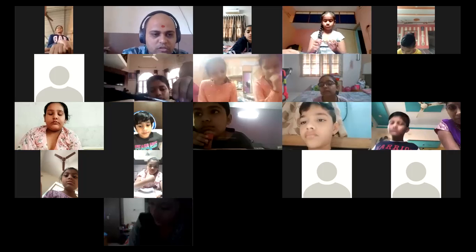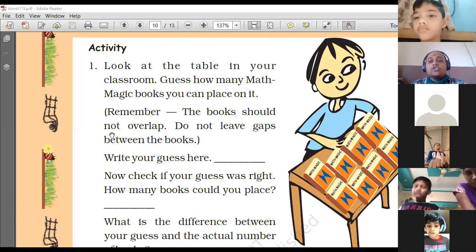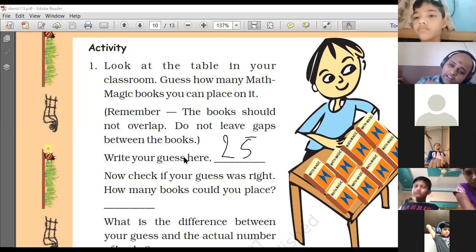Going back to the textbook. Before you do this, first you have to guess. Say for example, on your study table, you say that I'll put 25 textbooks here. This is the first estimation. We have done this exercise, estimation. So first you have to estimate, guess that I should be able to put 25 books. Then you have to check it in actual.